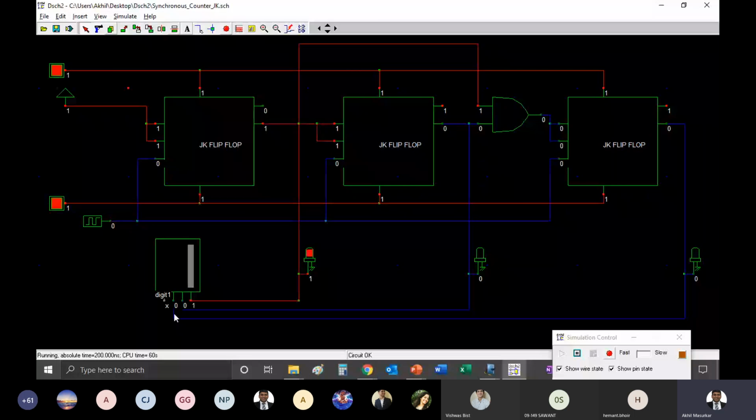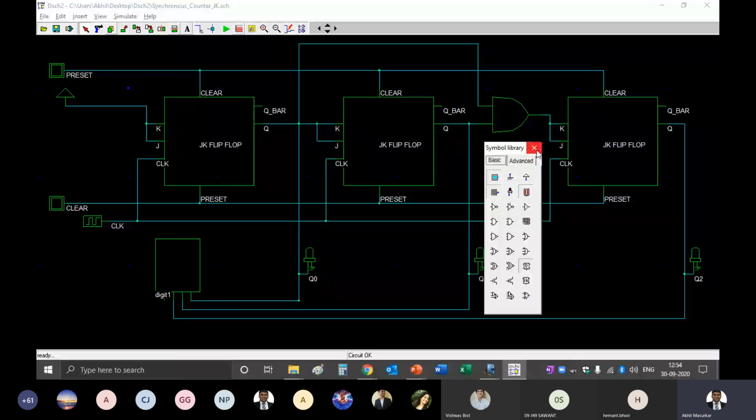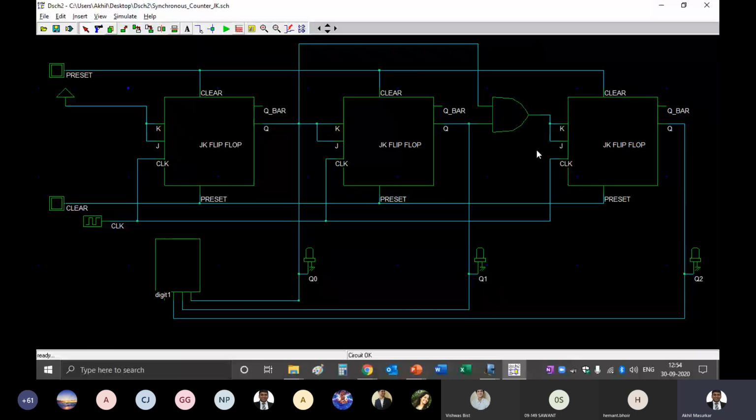So you can use this design to implement the counter. You saw just now that this particular counter involves a design. Also, you can see all flip-flops are clocked together. That means there is a common clock which goes to all the flip-flops. So all flip-flops are clocked at the same time.